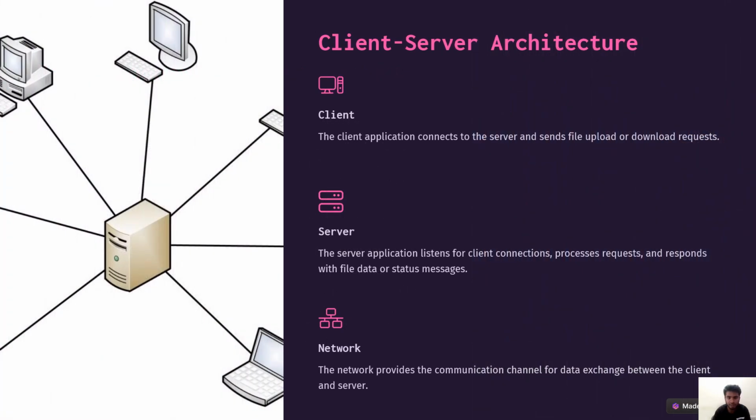Client server architecture. Client, server, and network. The client application connects to the server and sends file upload or download requests. Server. The server application listens for client connections, processes requests, and responds with the file data or status messages. Network. The network provides the communication channel for data exchange between the client and the server.